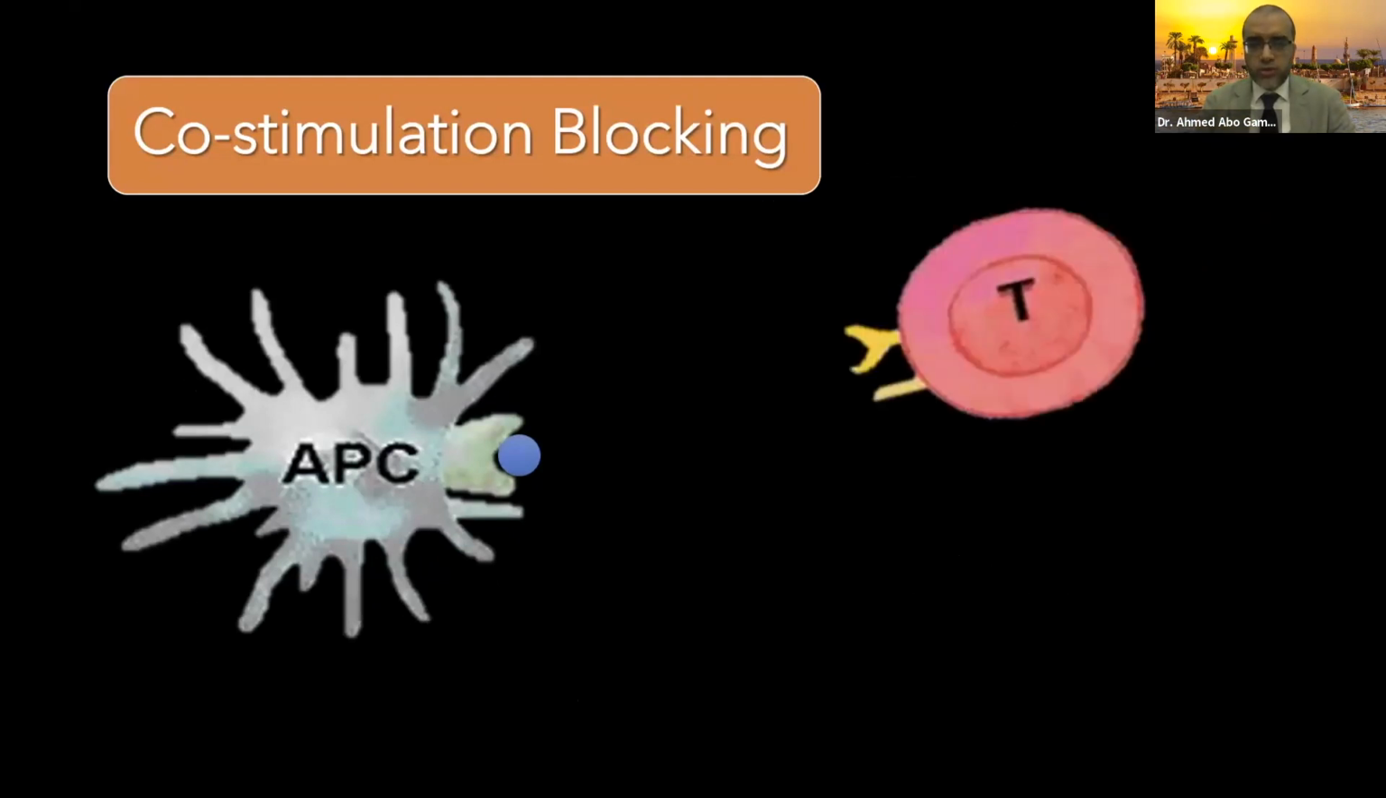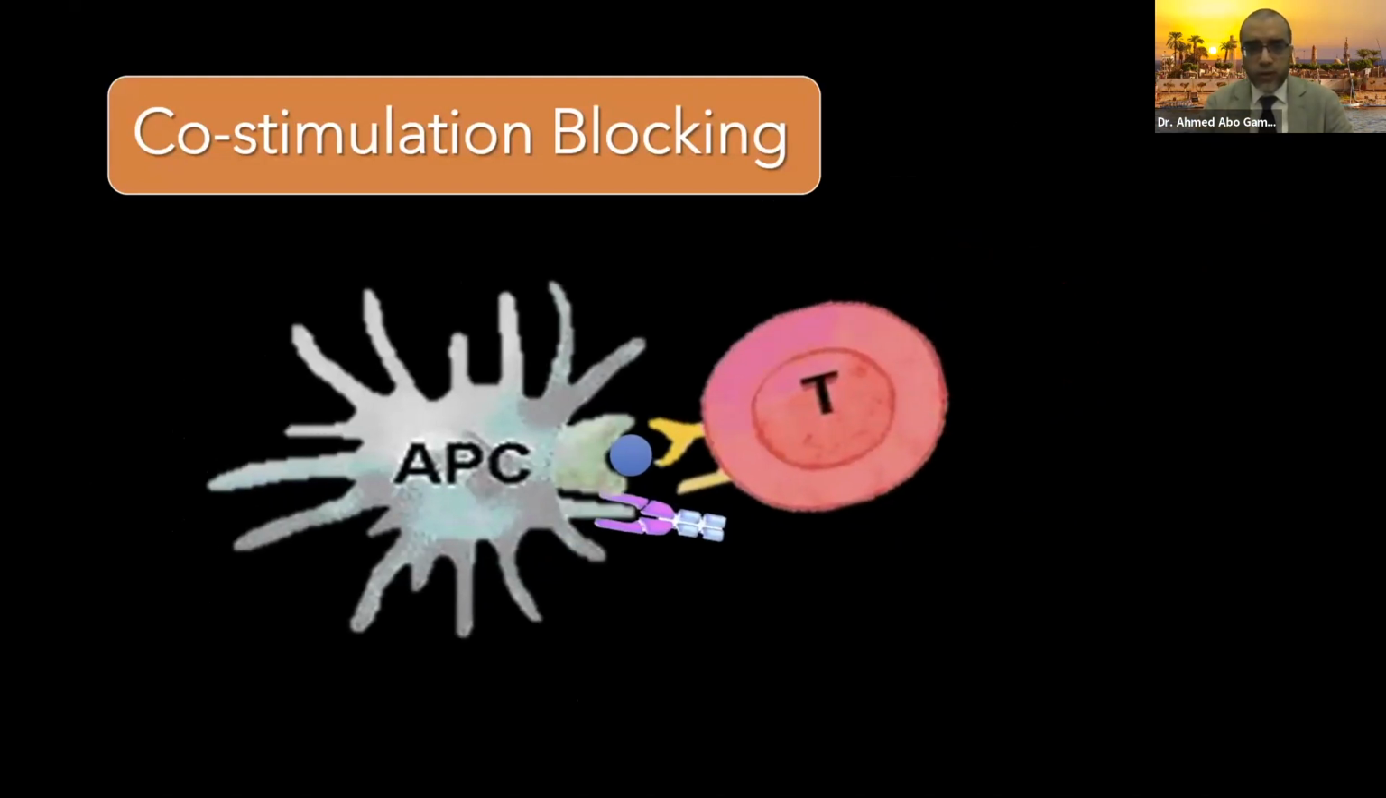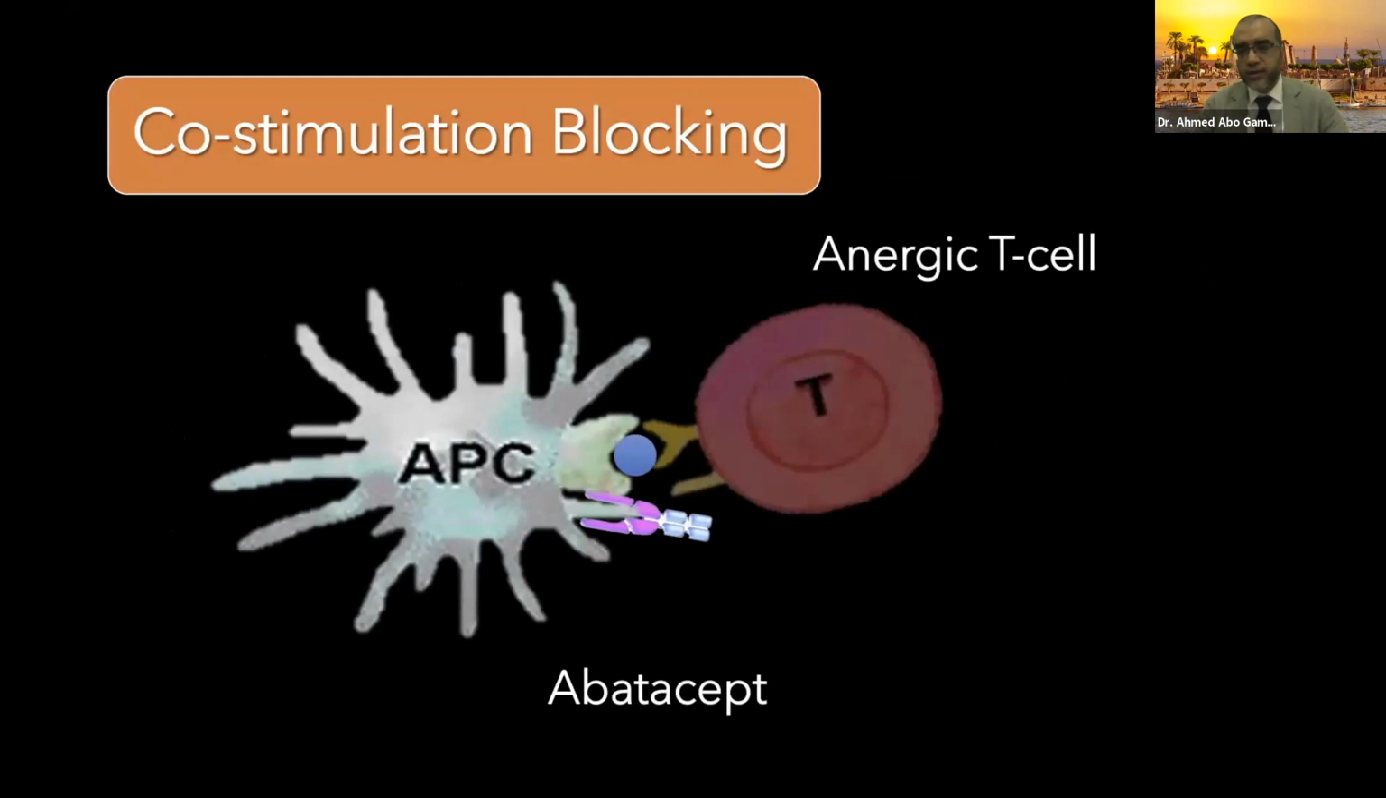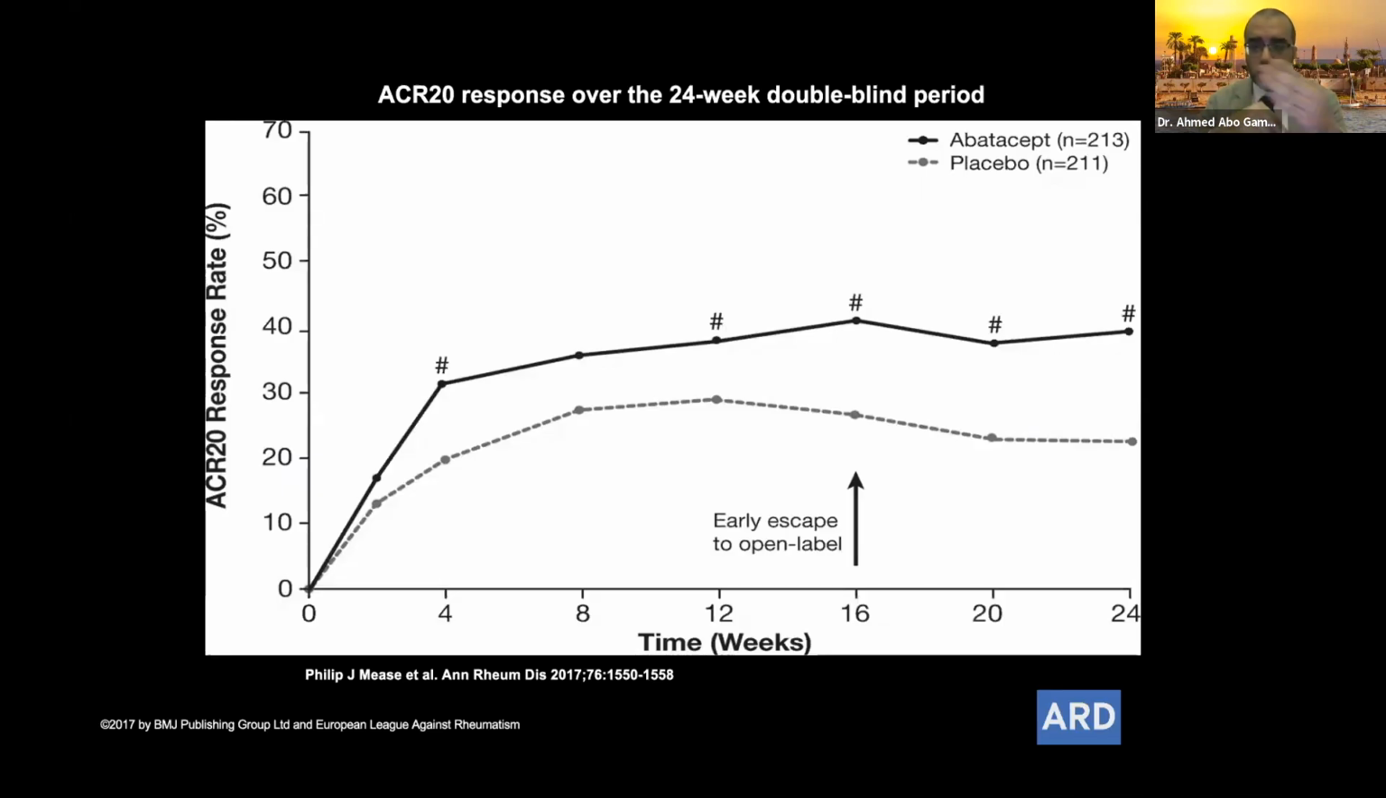Going to 2016, we have approval for the co-stimulatory signal blocker abatacept for the management of psoriatic arthritis. Abatacept works through inhibition of co-stimulation by blocking the CD80/86 ligand, and transforms the T cells into anergic T cells, which undergo apoptosis. Abatacept also showed a significant improvement, up to 40%, in ACR 20 after 24 weeks of application in comparison to placebo.